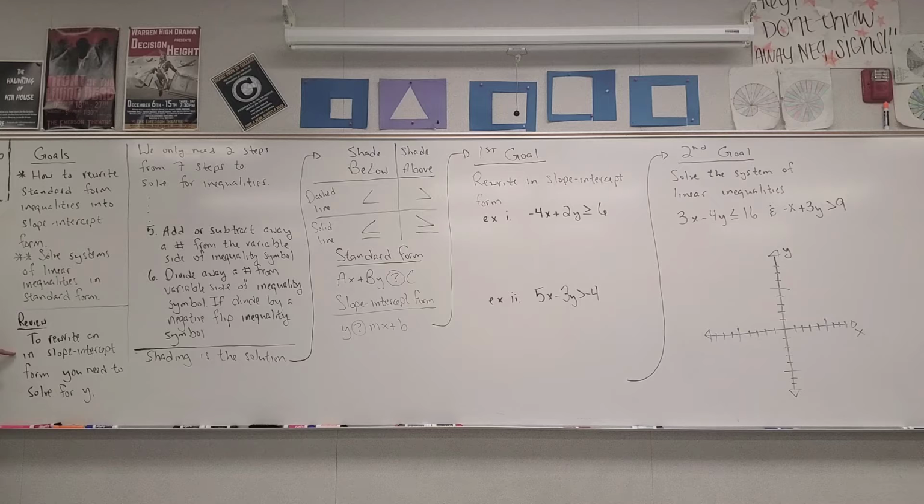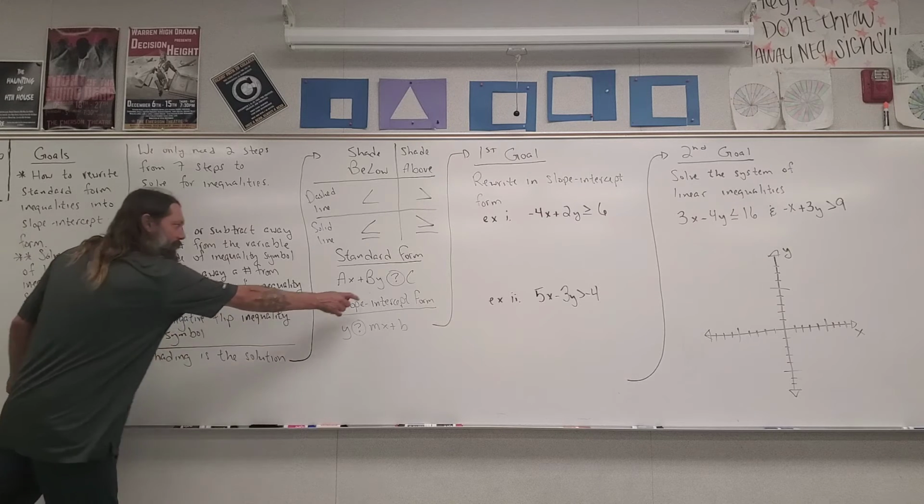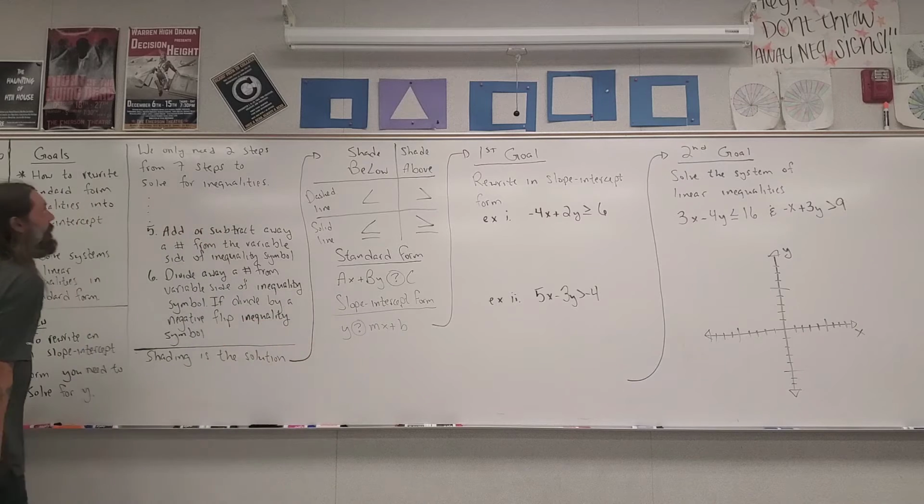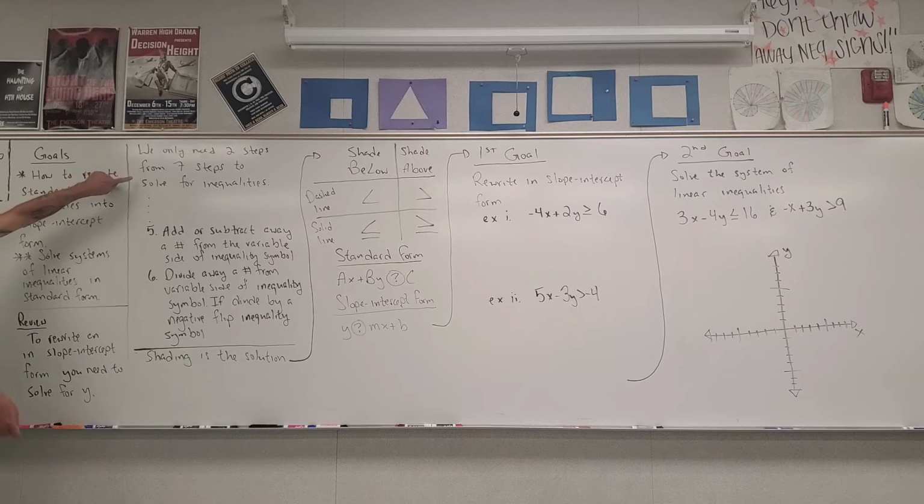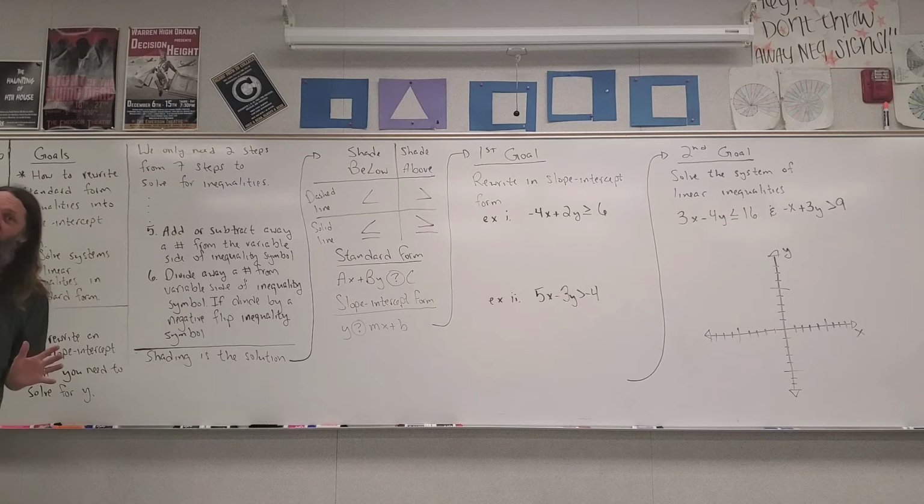To rewrite in slope-intercept form, you need to solve for y. So I need to solve for this y to turn it into slope-intercept form. We only need 2 steps from the 7 steps that we use to solve for inequality. So I don't need step 1, step 2, step 3, step 4. I need step 5 and step 6. I don't need step 7 either.